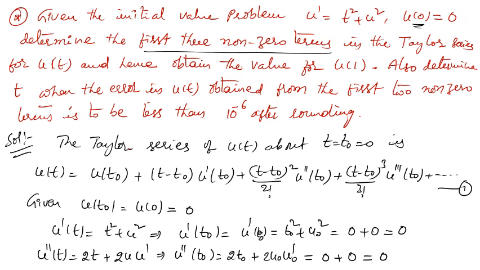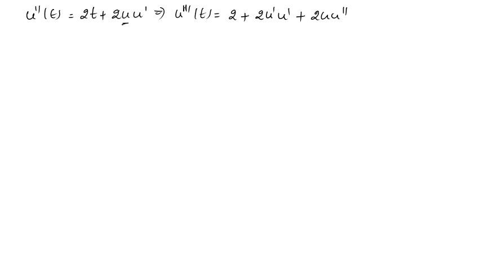And coming to u triple dash, u double dash is 2t plus 2u u dash. This implies u triple dash t is equal to 2 plus 2 u dash square plus 2 u u double dash, using the product rule. Now u triple dash t naught is 2 plus 2 u dash naught square plus 2 u naught u double dash naught. So this value 2 you will get, and remaining everything is 0.